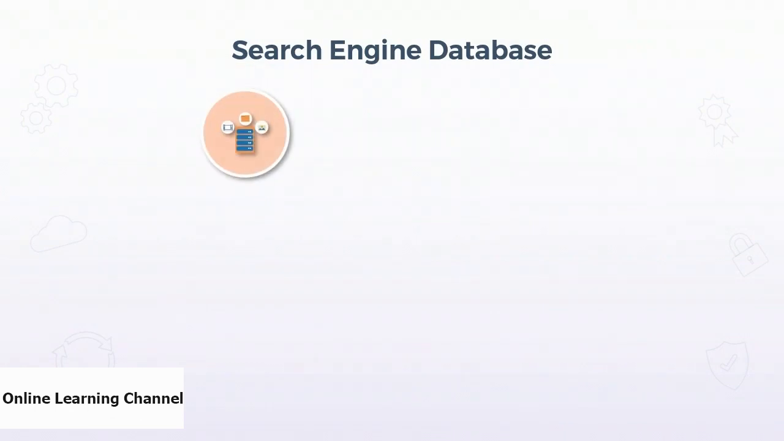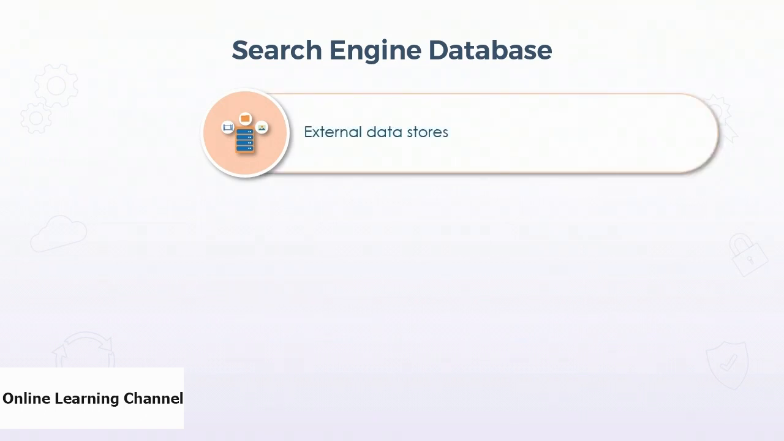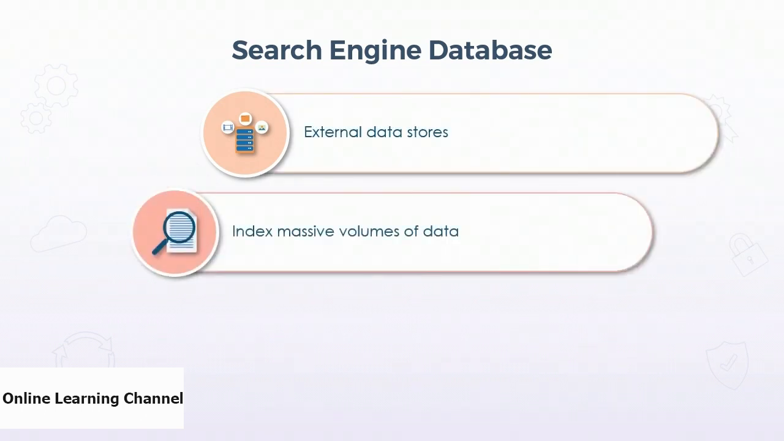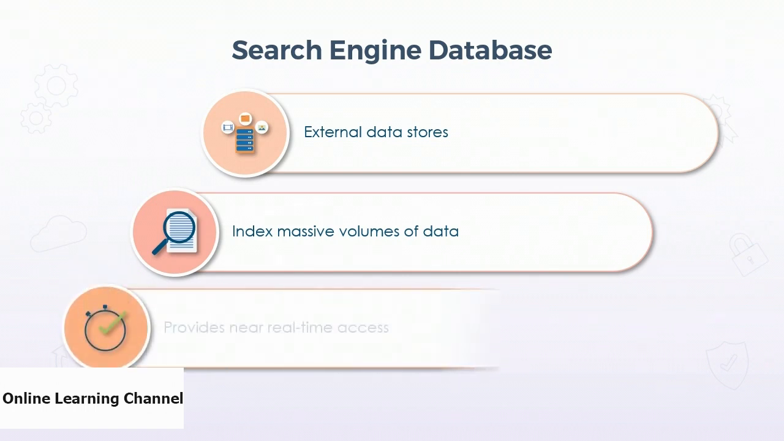Search engine database. A search engine database allows applications to search for information held in external data stores. It allows you to index massive volumes of data, and it provides near real-time access to these indexes. So this is something you may want to use if you need your application to search for information in data stores outside of your own environment or your own application.